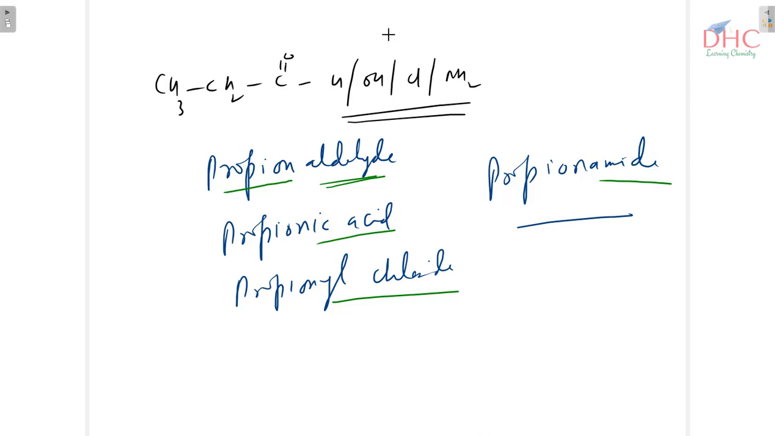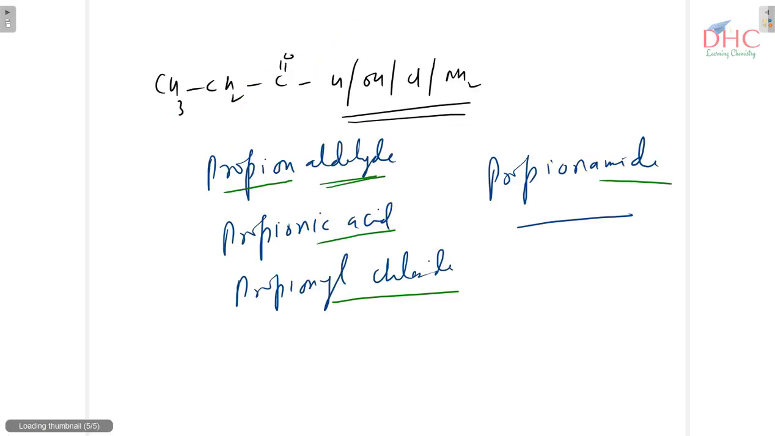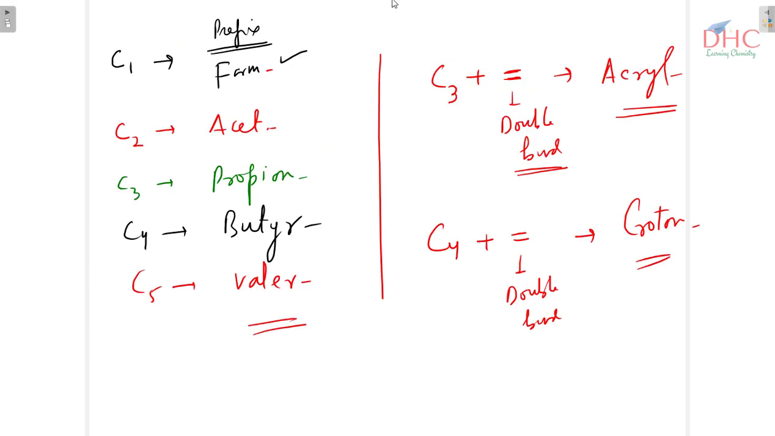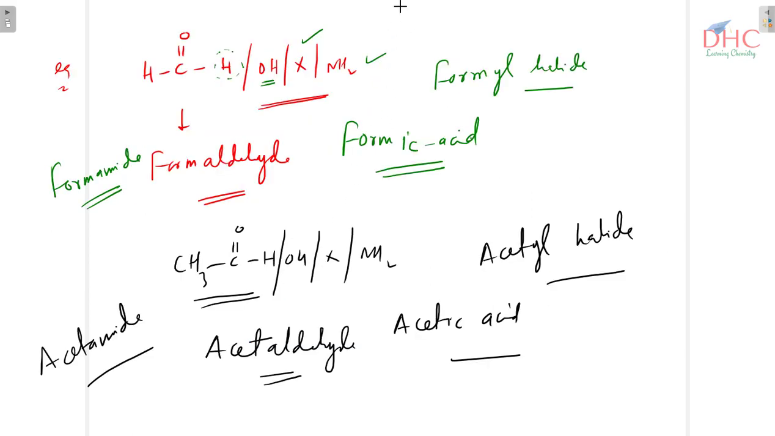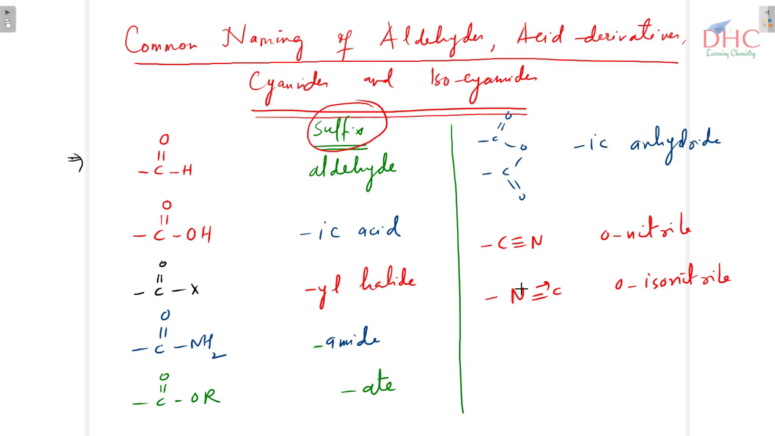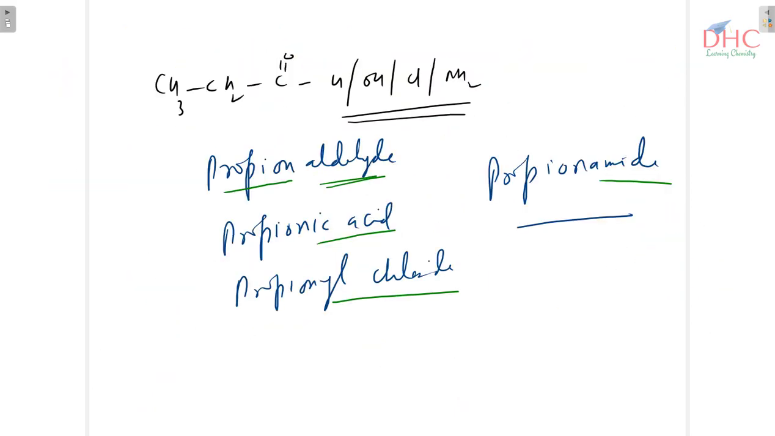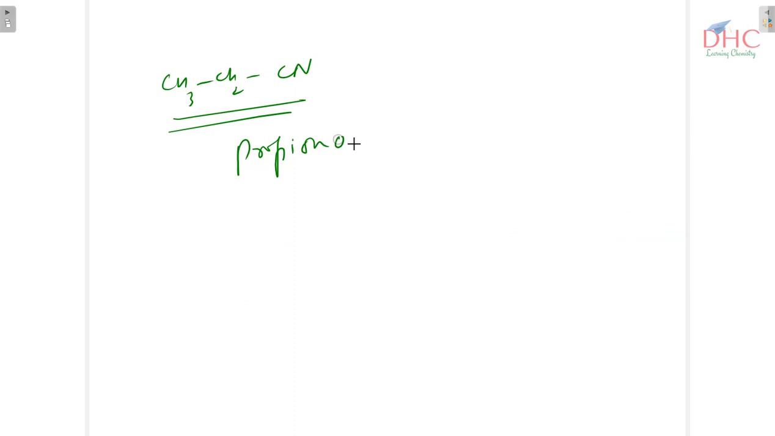Next example we will take here for cyanides. So we have here CH3 single bond CH2 single bond CN. So the name is here, since there are 3 carbon atoms, 1, 2, 3, it's propion, and there is cyanide. For cyanide, you are having the prefix as what? That is O-nitrile. So what you are going to use is propiononitrile.